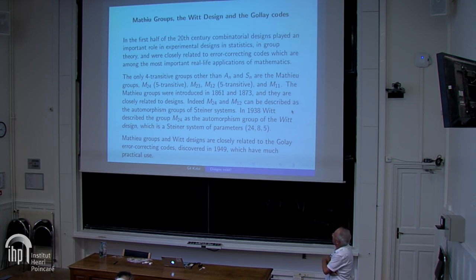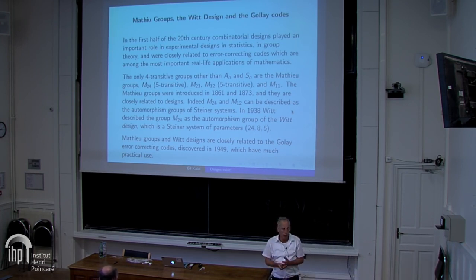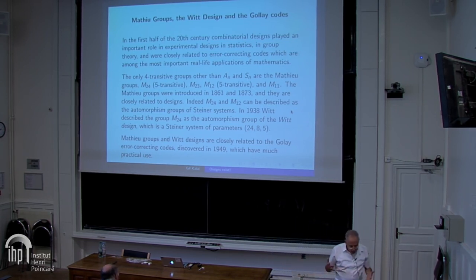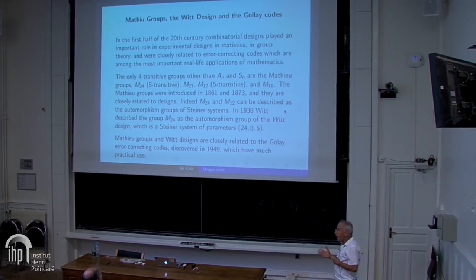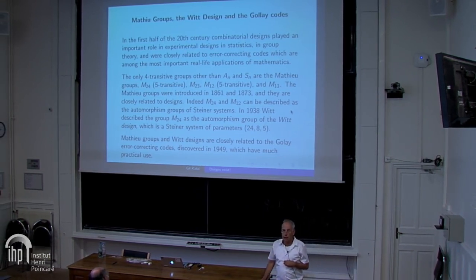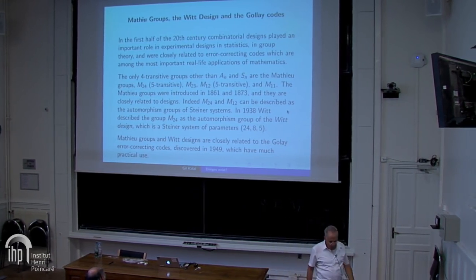So, for example, the story about 5-designs and the 5- and 4-transitive groups is quite interesting. The only 4-transitive groups, apart from A_n and S_n, are the so-called Mathieu groups. Mathieu discovered them around 1860, 1870. And when he described these groups, it was still a little bit controversial whether these groups exist or not. He described them in terms of generators and relations, and by some other means. And there were papers claiming that these proofs do not exist. Actually, these papers were eventually incorrect.